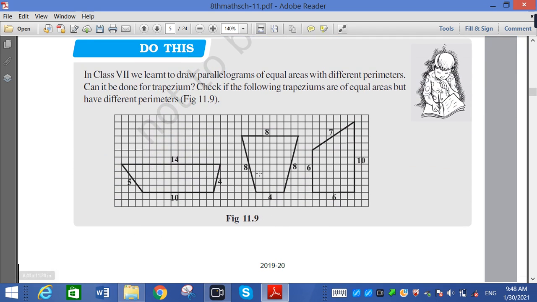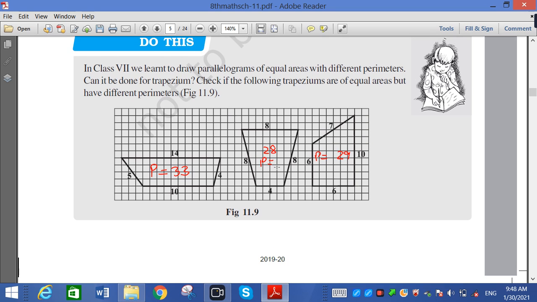Now again see, different shapes are there. Check whether the following trapeziums have equal area but different perimeter. We have to check that the perimeters are different. If I want to find the perimeter here: 14 plus 4 is 18, 18 plus 10 is 28... 14 plus 10, that is 24, 24 plus 4 is 28, 28 plus 5 is 33. Now here, 16 plus 6 is 22, 22 plus 7 is 29. So the perimeters are different.